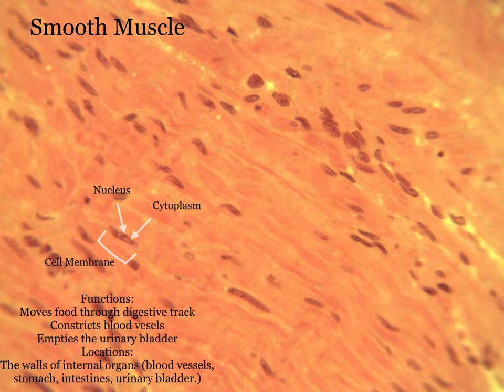Smooth muscle, unlike skeletal, lacks striations. These cells are spindle-shaped and contain one centrally located nucleus. These tissues line the walls of the stomach, uterus, urinary bladder, and the intestines. This tissue is involuntary, and the functions include digesting food, constricting blood vessels, and emptying the urinary bladder.